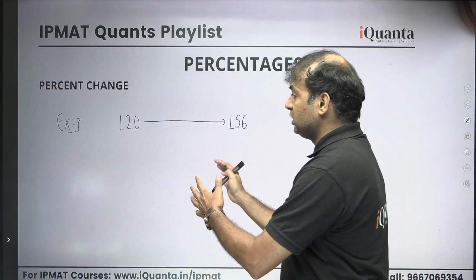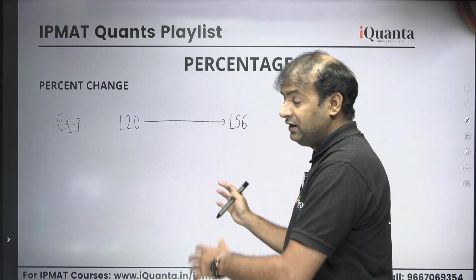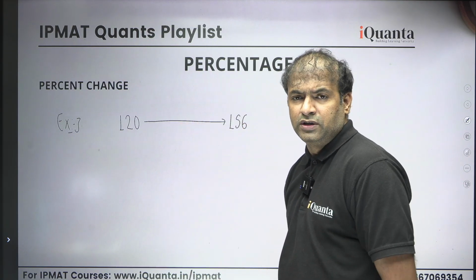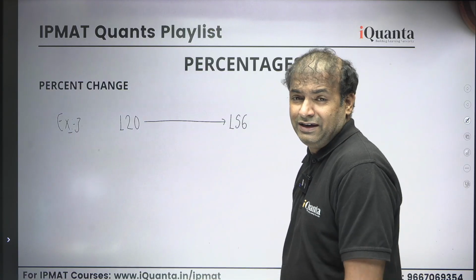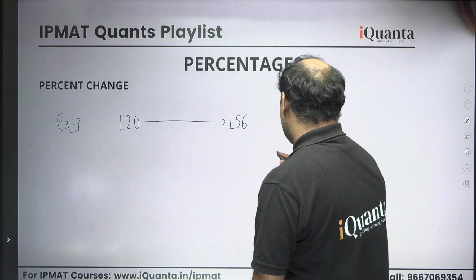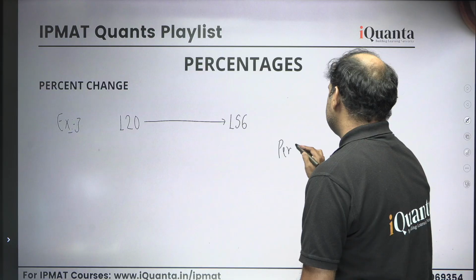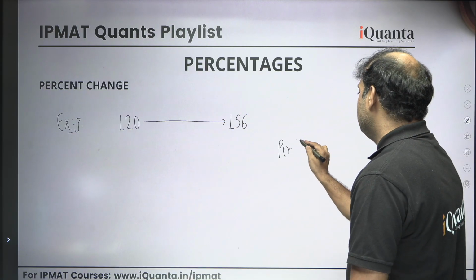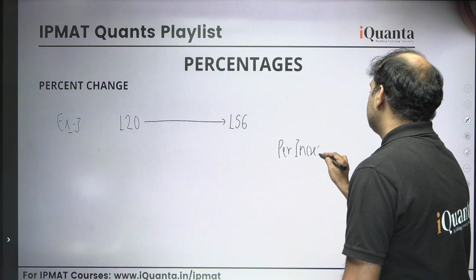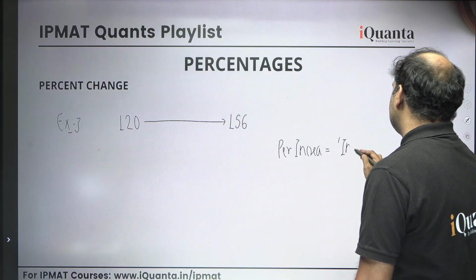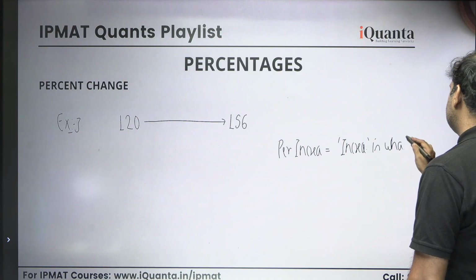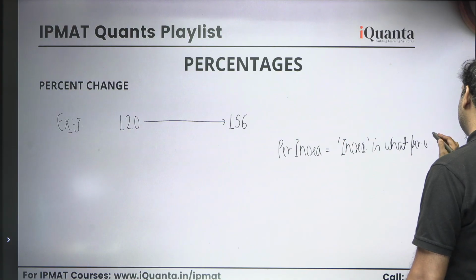One thing is sure, that this is an increment, right? 120 is the initial value and 156 is the final value. The final value is more than the initial value, which means it is definitely an increment. What we learned in the previous slide is that percentage change, or you can call it percentage increase in this particular example, is: that increment is what percentage of the initial value.